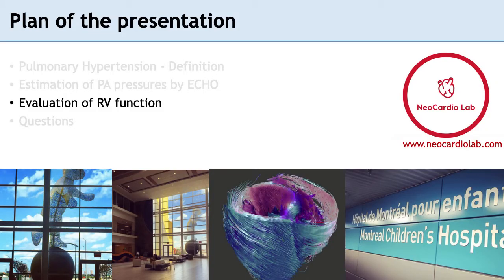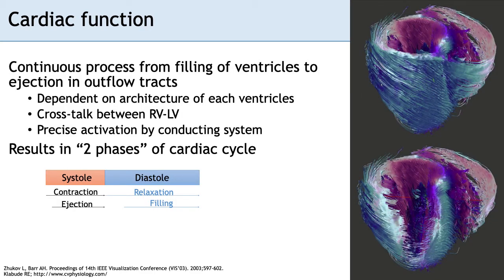So whenever you're talking about pulmonary hypertension, the end result is often some degree of RV dysfunction. So it's important to understand how to quantify RV function when assessing these patients. We know that cardiac function is very dependent on the architecture of each ventricle. It's dependent on the crosstalk between these ventricles, but also on the precise activation by the conducting system. You can imagine that if you have anomalies of activation or some fibrosis, in terms of dispersion of the electricity, that might have an impact on how the myocardial structure will contract.